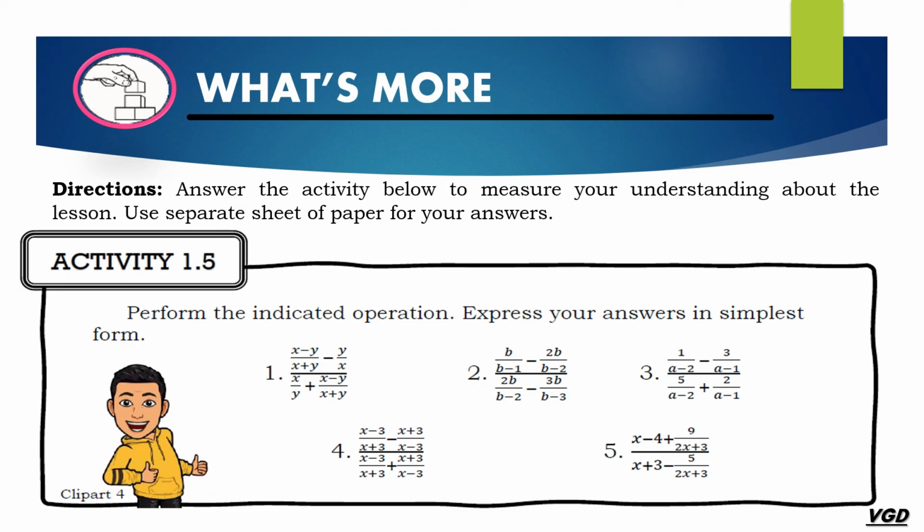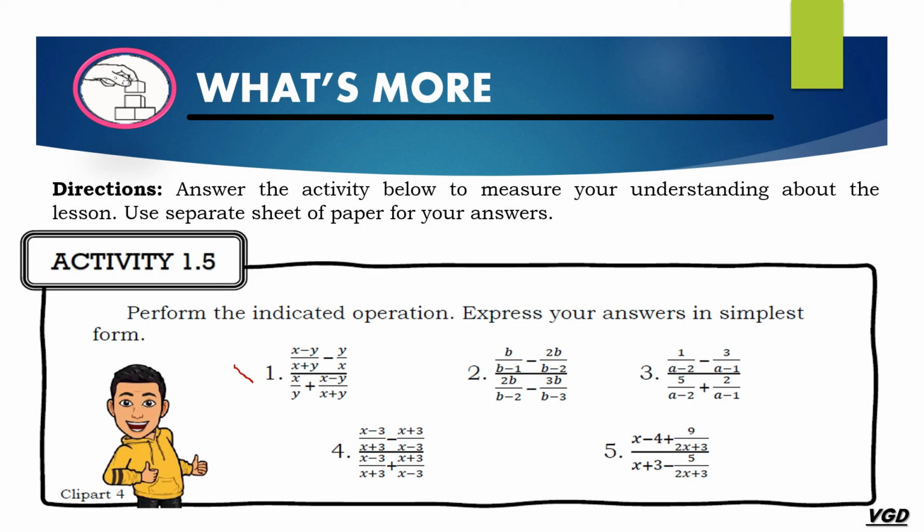And now, let's proceed to our activity. What's more? Directions: Answer the activity below to measure your understanding about the lesson. Use a separate sheet of paper for your answers. Activity 1.5. Perform the indicated operation. Express your answers in simplest form. We have here number 1.